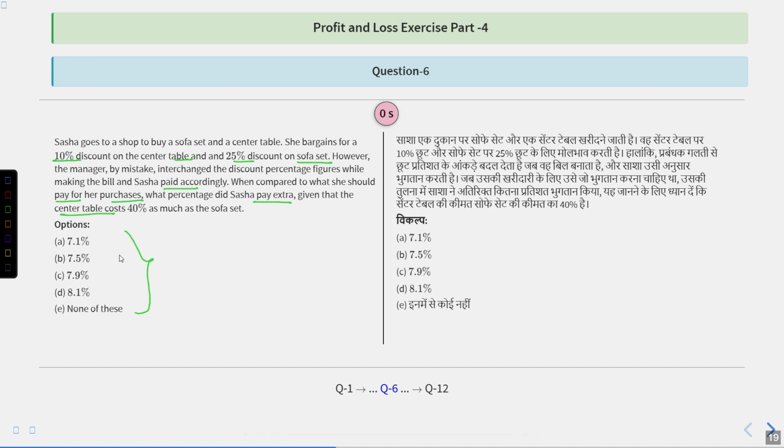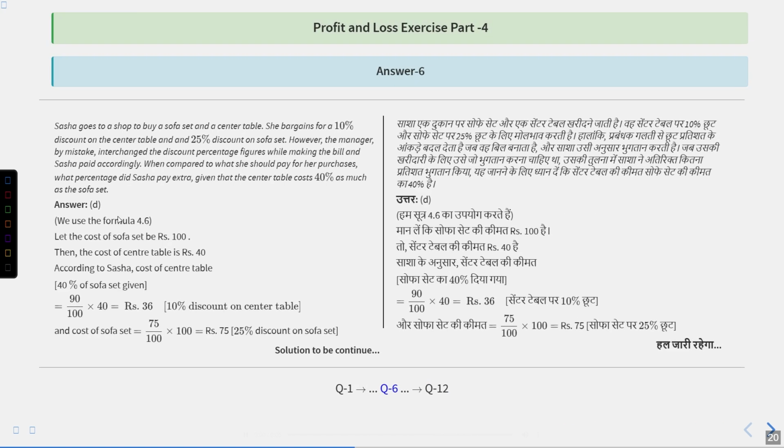Now time's up. Let's see the solution. We are going to use formula 4.6. Let the cost price of the sofa set be 100. So what will be the cost of the center table, which is 40% of the sofa set? So it becomes 40 rupees. According to Sasa, the cost of the center table is 90% of 40, which becomes 36 rupees because it is given that there is a 10% discount on the center table. And the cost of the sofa is 75% of 100 because of the 25% discount on the sofa set.